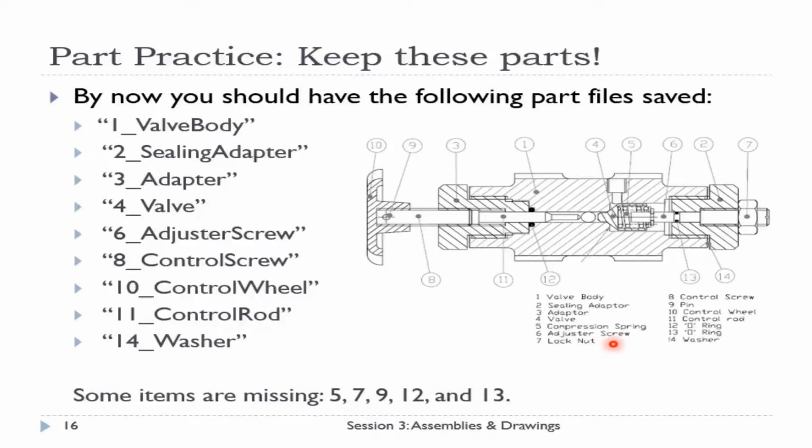Item 7 is a lock nut, and similar to that, it's a standard component. Item 9 is a pin. Again, pins are made to standard sizes and lengths. Item 12 is an O-ring, and item 13 is another O-ring. As you see here, this is 12 and this is 13. And again, all the O-rings are standard off-the-shelf components. So we're missing the standard parts, but we have all the other custom-made components to complete the assembly. Let's have a look at how we can get those missing parts.